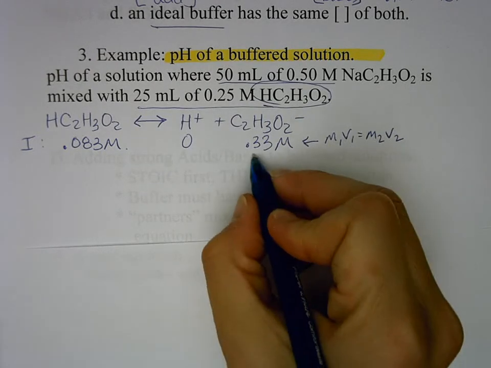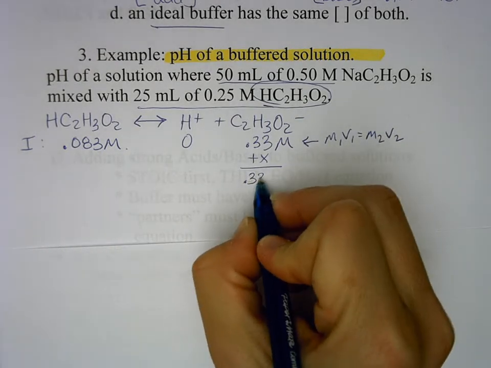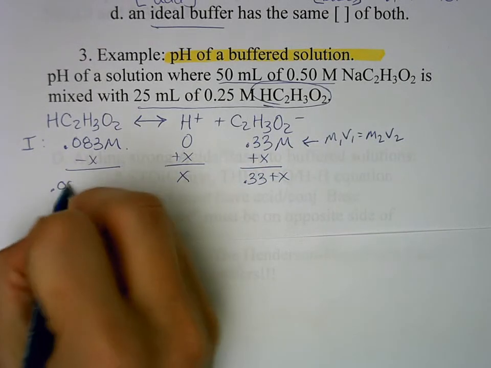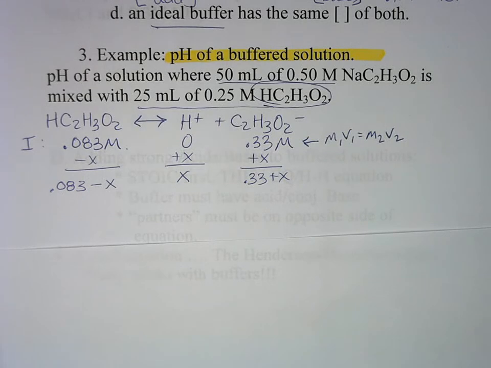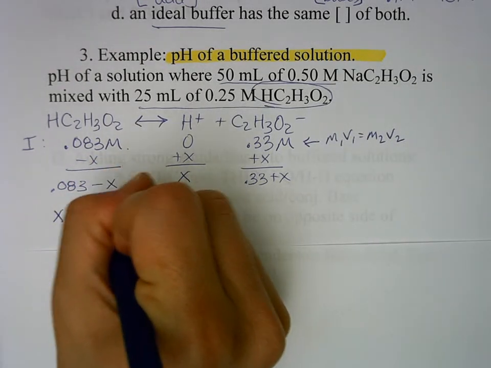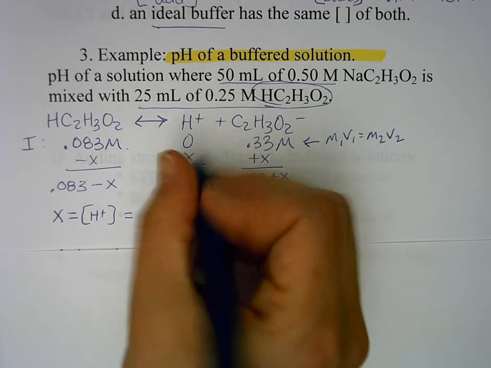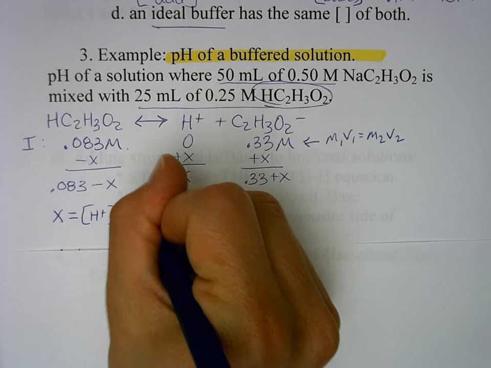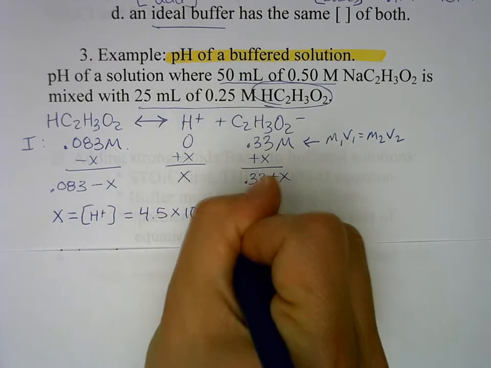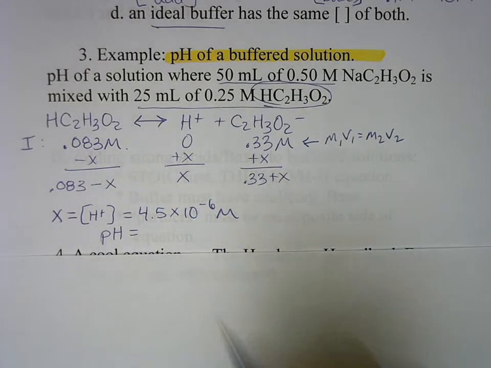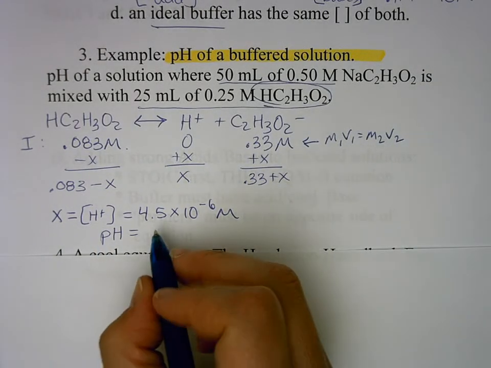So I have 0.33 plus X, and I have X, 0.083 minus X. Okay, now I'm not going to spend a lot of time solving for X. We've done that repeatedly. So I solve for X, that equals my hydrogen ion concentration. They would give you the Ka value, 1.8 times 10 to the negative 5. So you get 4.5 times 10 to the negative 6 as your concentration for hydrogen. What do I do with that number in order to get the pH? Negative log it, 5.35.